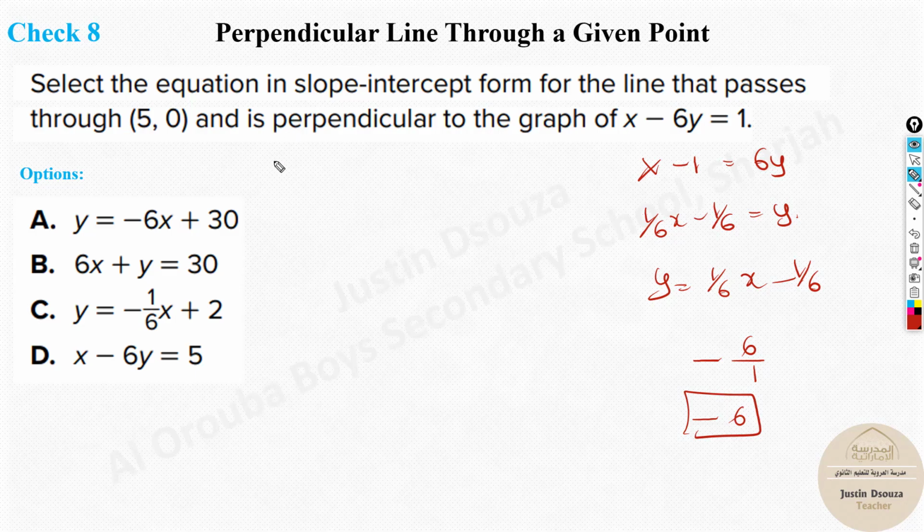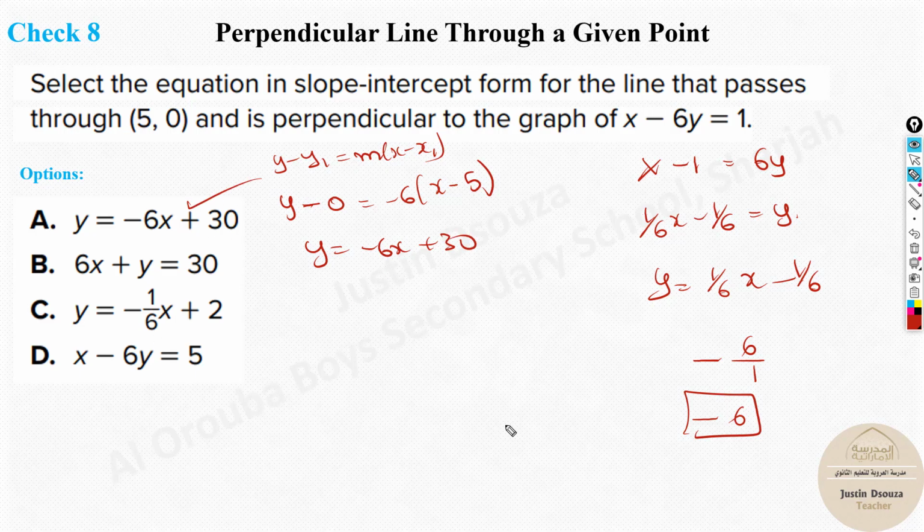What do you do? y minus y1 equals m into x minus x1. Here y minus, what is y1? y1 is 0, equals m is minus 6. Sorry, minus 6 into x minus x1, which is 5. y equals negative 6 times x, is negative 6x plus 30. And this is the answer. Let's see, where is it? Yes, this is the first one only.